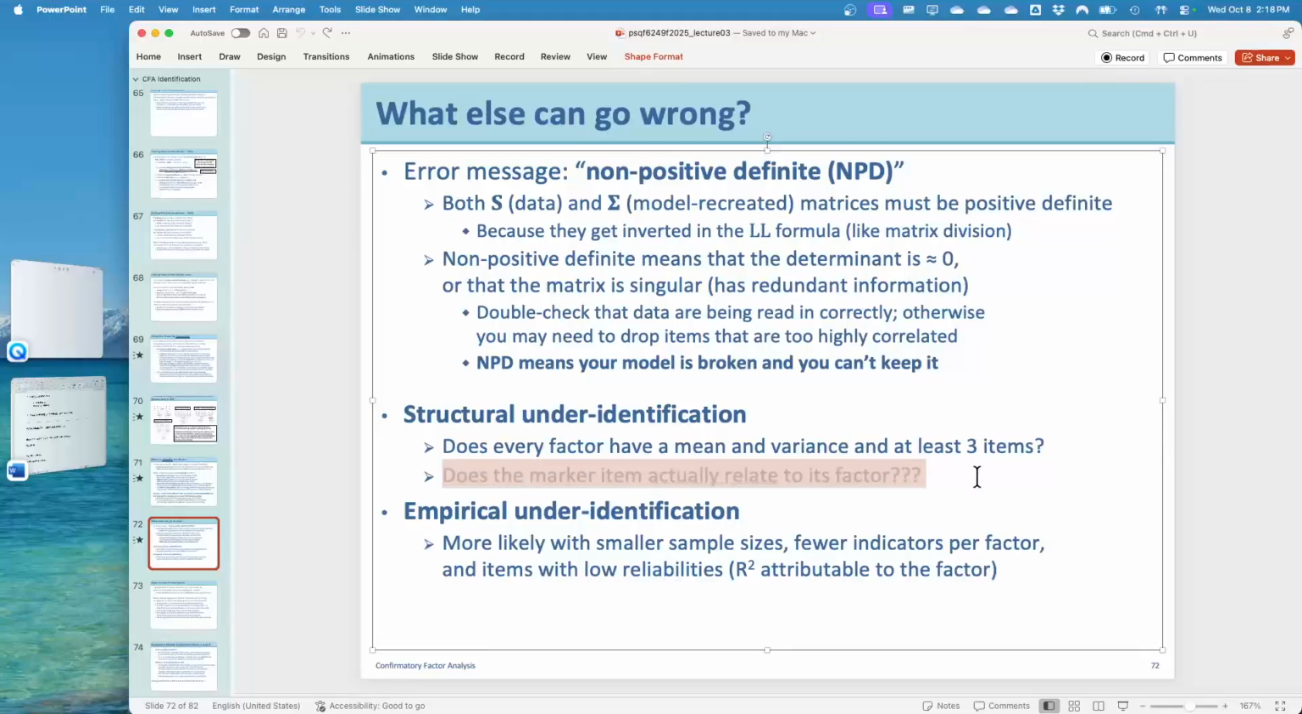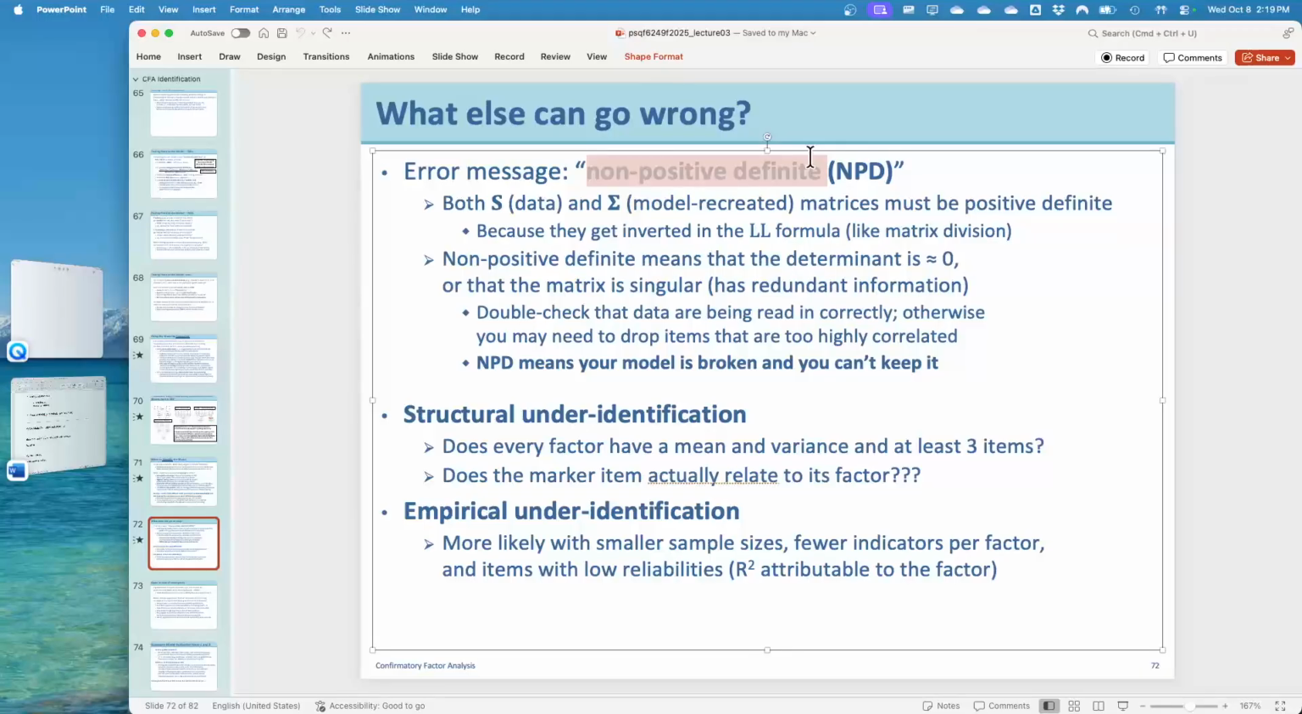Where this really shows up is if you have a marker item. Remember, you put a 1 for the factor loading to estimate the factor variance, but there's 0 correlation between the item and the factor. Now you've basically taken that 0 correlation, made the loading parameter 1 out of it, and injected all this craziness into the system. So if you are using marker items and you get a non-positive definite message, change the marker. It can quickly make it work.